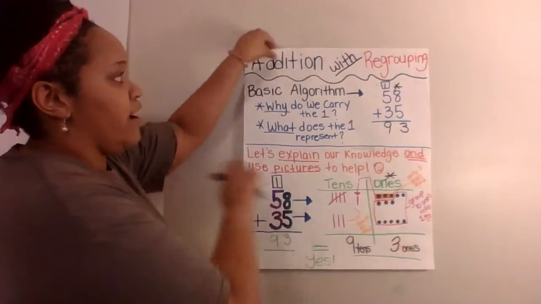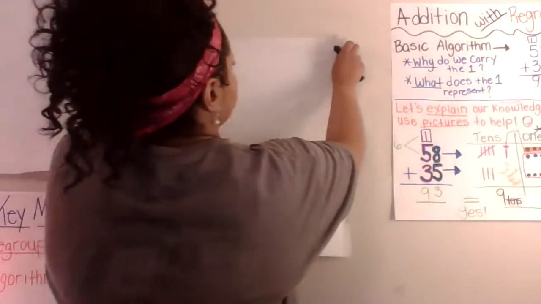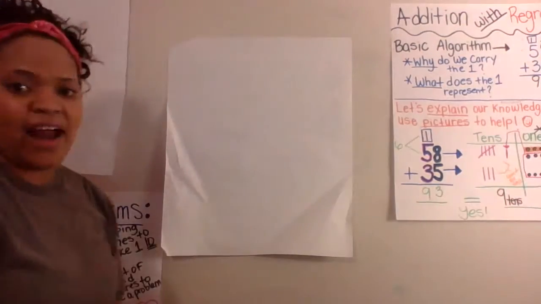Okay, so now it may be a little confusing, so let me break it down one more time. Let me give you an example. Okay, I'm just gonna pull a number out of the sky.